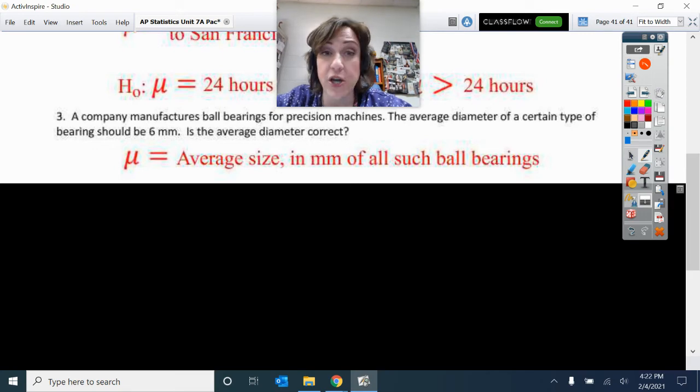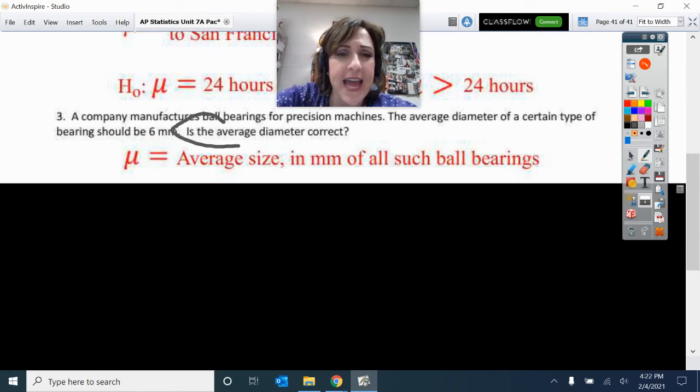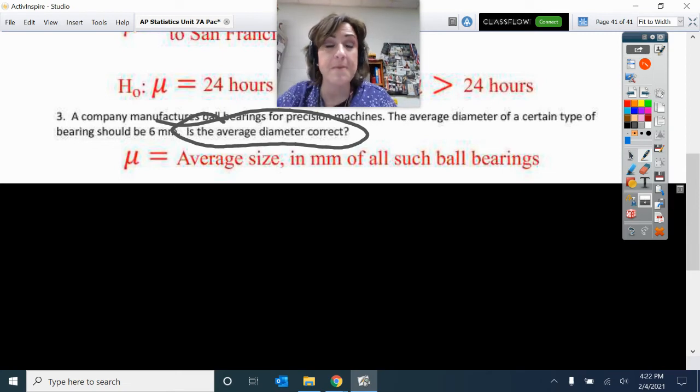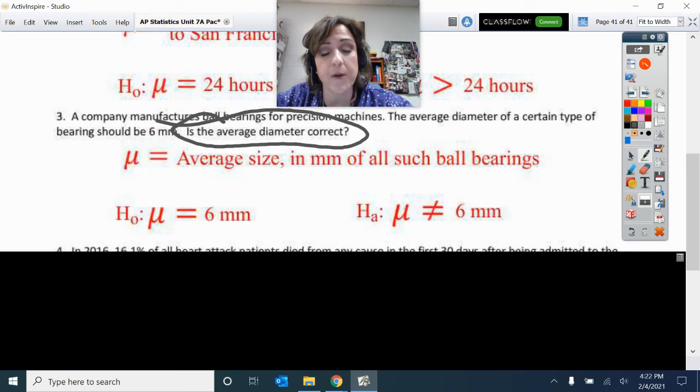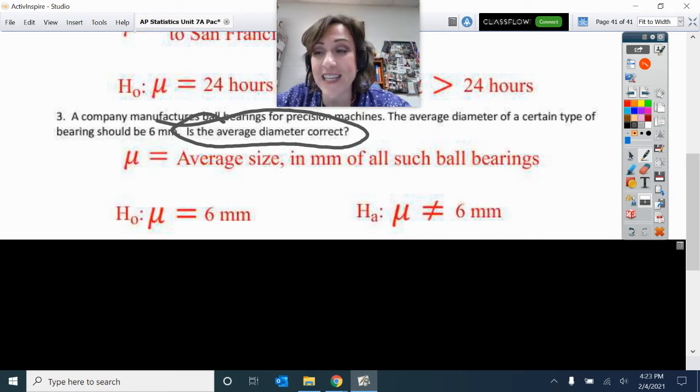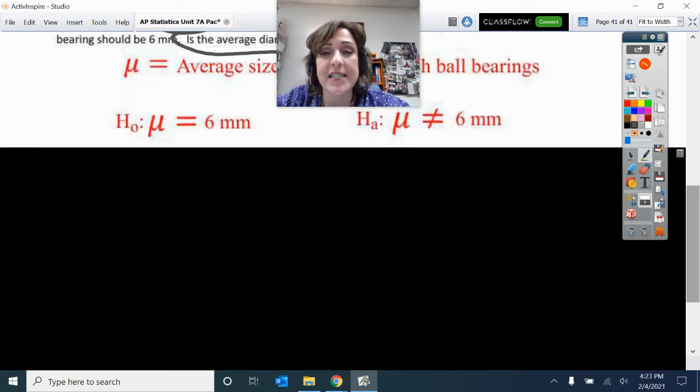So then what was our H0? That it was 6 millimeters. So H0 colon mu equals 6 millimeters. But what about this? Is the average diameter correct? So do we have an indication of a direction, greater than or less than? We do not. So we're just seeing, is it one of those ones that's off? Therefore, this is how you see a not equal to. The average is not equal to 6 millimeters.